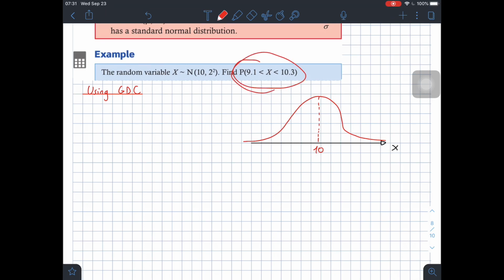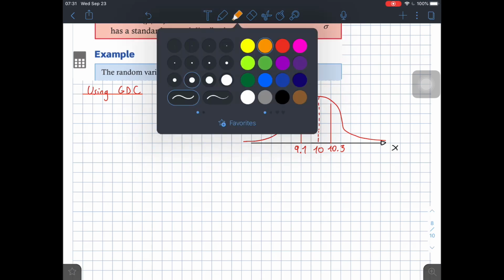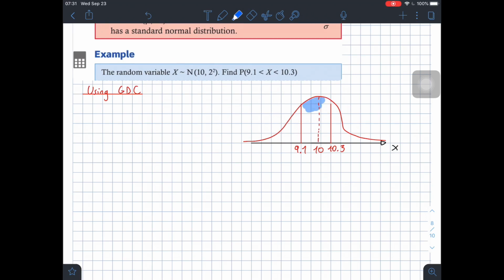So we're looking for this probability of being between 9.1 and 10.3. So 9.1 is a value to the left of 10, right? So we can make a sketch, somewhere around here, for example, 9.1. And 10.3 is a value above 10. So it will be somewhere around here. Remember, this is only a sketch. So what are we looking for? We're looking for the probability in between those two values. And that's the area in between the two values, right? So this is the probability that we're looking for, the area underneath the curve for this interval.